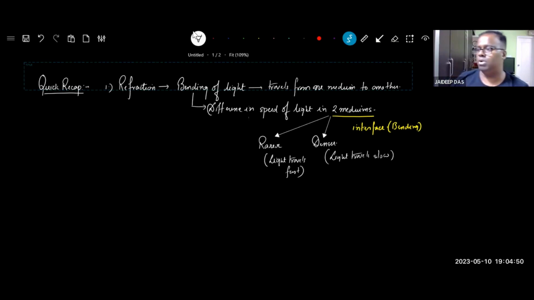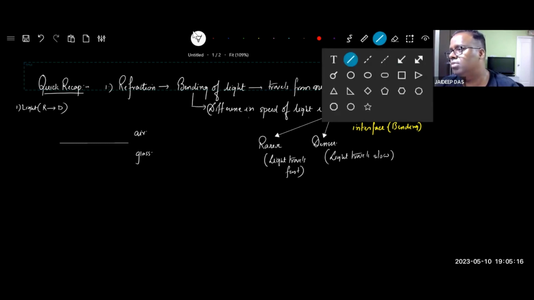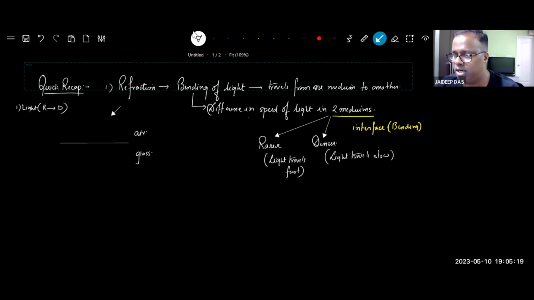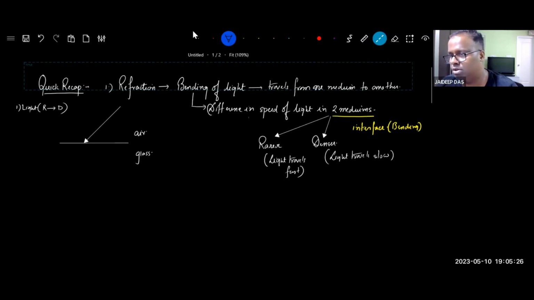That is what we studied that day, okay? Now, in order to understand further, we'll take a quick recap of the diagrams also. So the first diagram is about light traveling from a rarer to a denser medium. The rarer medium is air, the denser medium is glass, and this is the interface. So how does the diagram look? Light is incident on this surface, and at the point of incidence I always make the normal.